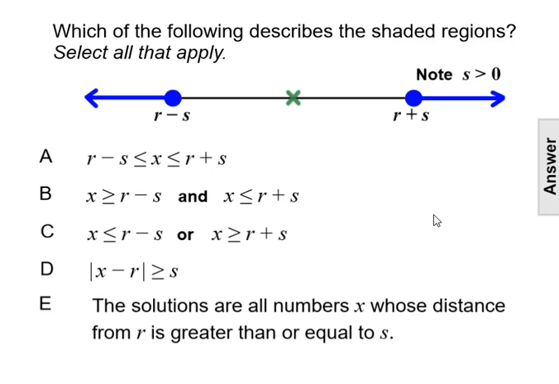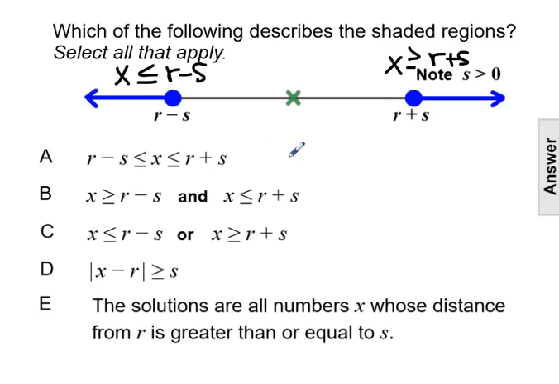Which of the following describes the shaded region? Select all that apply. So this shaded region, we have a solution that is a union. We have x is less than or equal to r minus s, and we have x is greater than or equal to r plus s. Those are the two inequalities graphed on the number line.